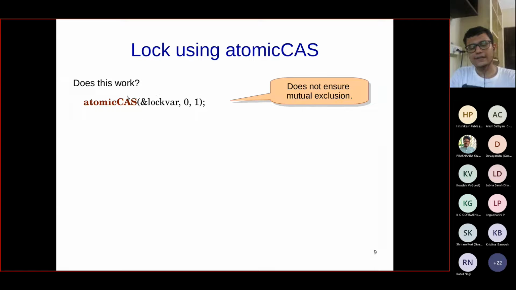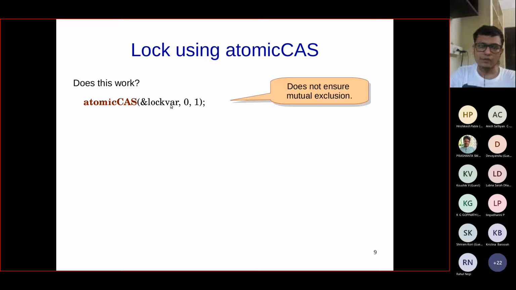Let us assume that even if the lock variable is initialized to 0, then what this instruction does is check whether the value at this address equals this value. Yes, it is 0, right? The value of lock var is 0, so 0 is equal to 0. Since this is an atomic instruction, this comparing and then setting is done atomically. So for one of the threads, since the initial value of lock var is 0, the value of lock var will be equal to 0.